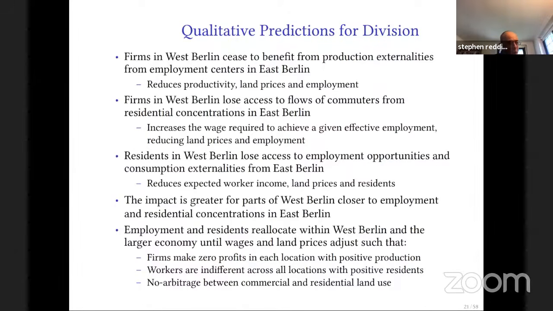And so in equilibrium, what's going to happen is that residents and workers are going to reshuffle across locations and between West Berlin and the wider economy until firms make zero profits in equilibrium in each location with positive production. Workers are indifferent across all locations with positive residents. And again, there's no arbitrage between commercial and residential land use. That owners of floor space can't profitably reallocate floor space between residential and commercial use. Okay, so very intuitive effects of division inside of the model.